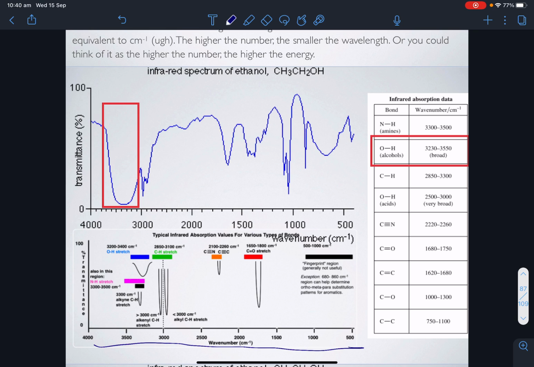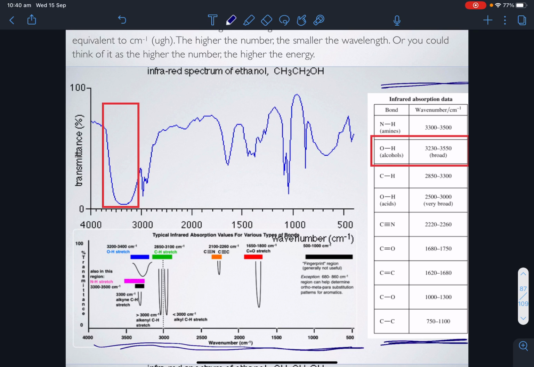Now, over on the right-hand side is infrared absorption data. That's on your data sheet in the exam, okay? So, although this is a handy table to show it, this is what you'll be looking at in an exam to interpret your mass spectra. So, I put them kind of both in there.